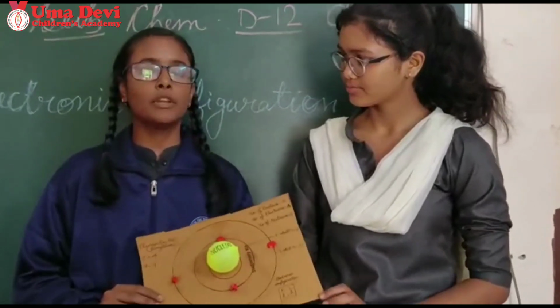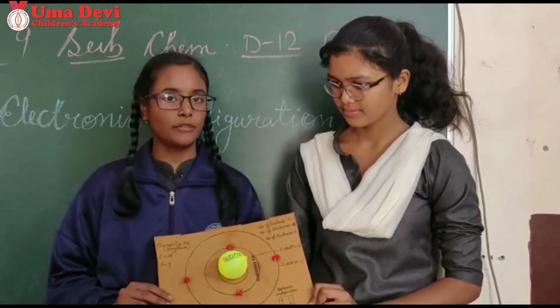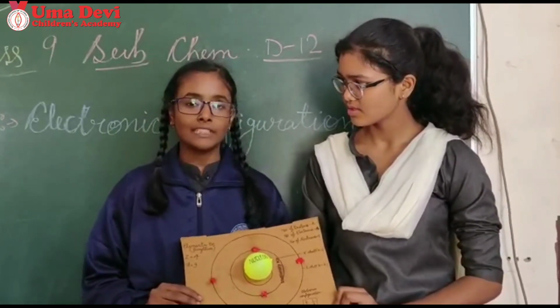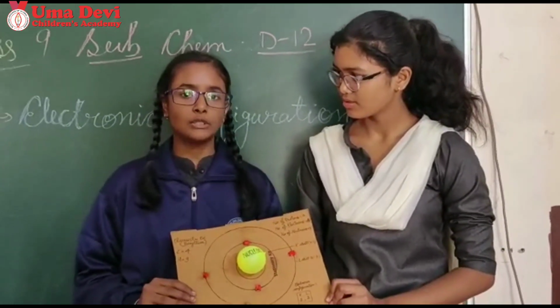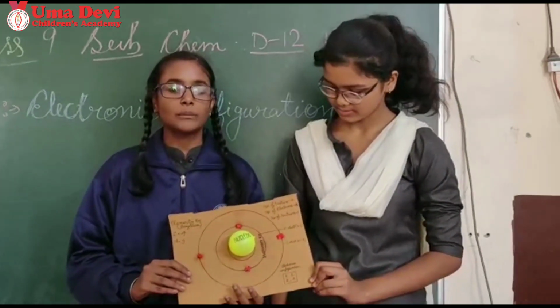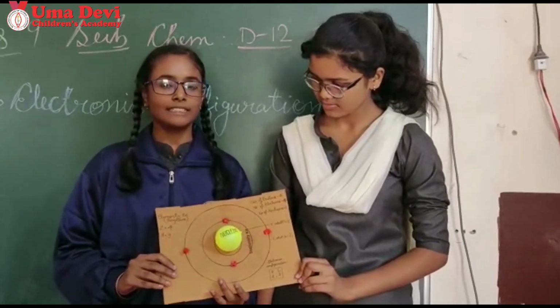As we know that the number of protons is equal to the atomic number of an element. So, the atomic number of beryllium is 4. And as we know that the number of protons and neutrons make up the mass number of an element. So, the mass number of beryllium is 9.